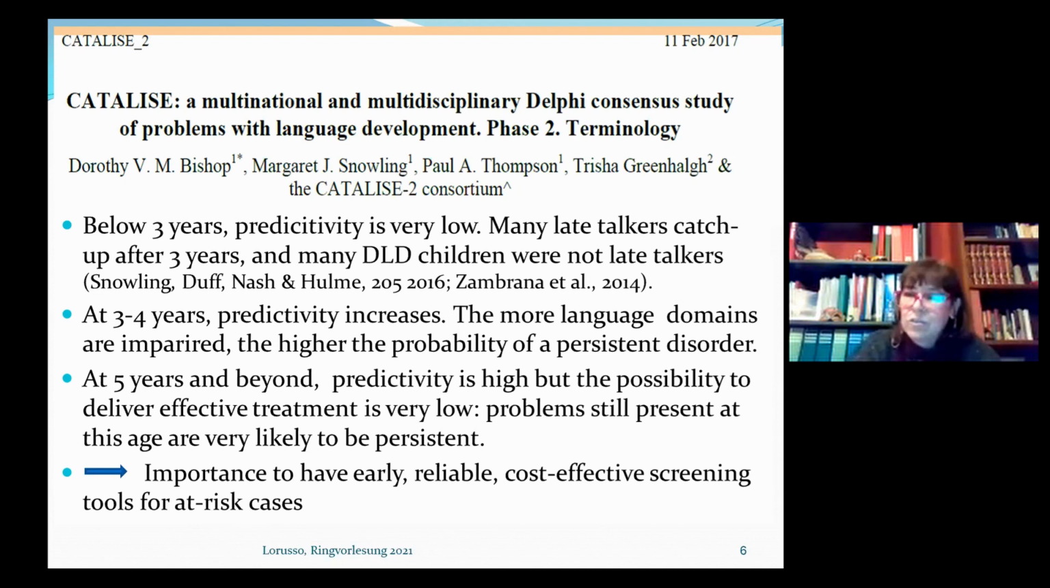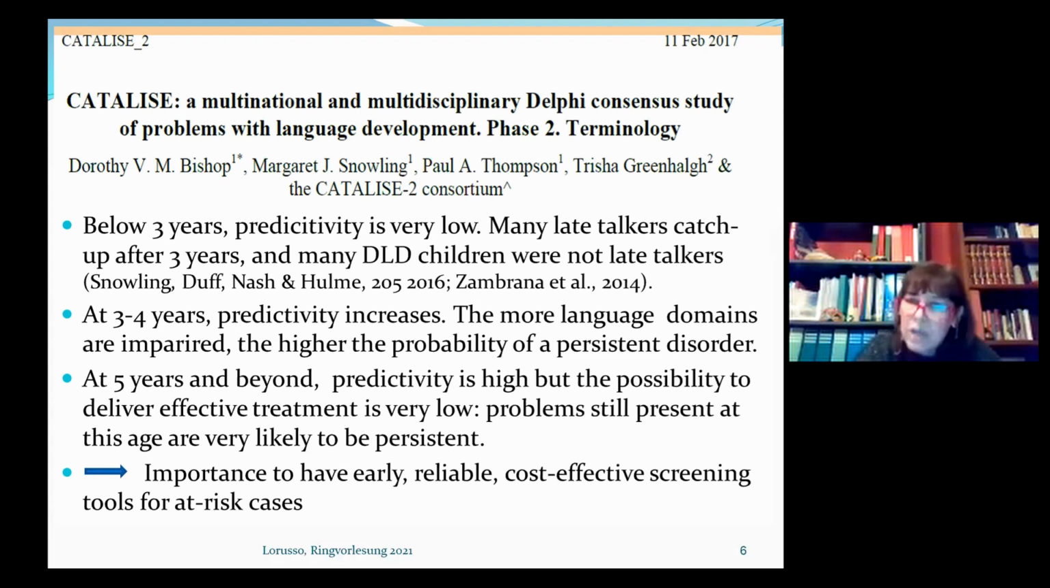So if you make a diagnosis very early, you are likely to overdiagnose, to make a diagnosis for children who would catch up anyway. But if you wait too long, you have a reliable, stable diagnosis, but no means to change the developmental trajectory of the children. So this highlights the importance to have early, reliable, and cost-effective screening tools for at-risk cases.